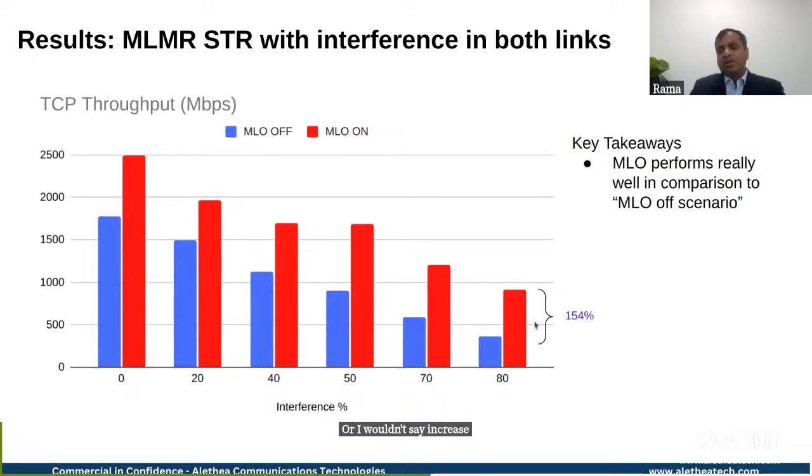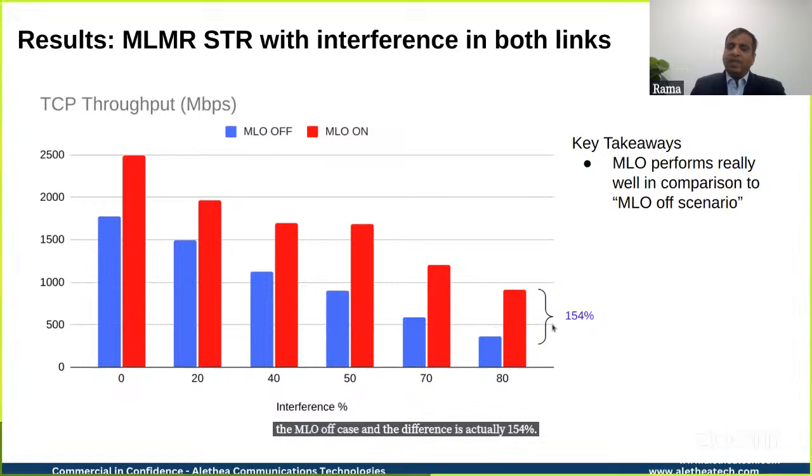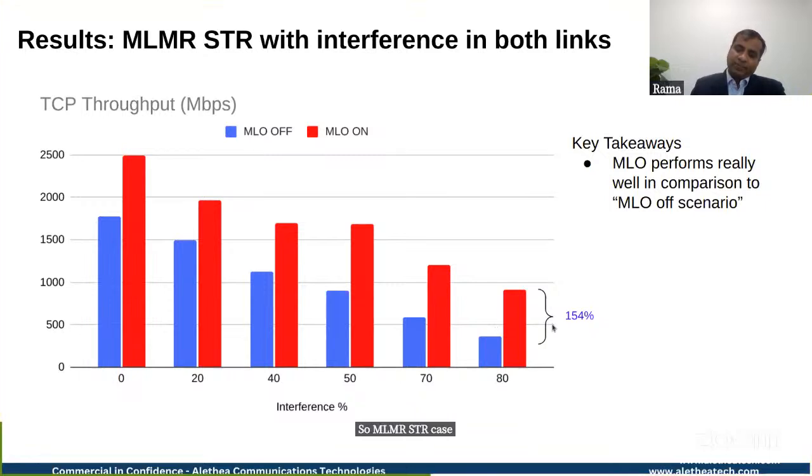The throughput did not decrease as badly as the MLO off case, and the difference is actually 154%. So MLMR STR case for an interference scenario on both the links at 80% has performed 154% better than the normal scenario. I think this is a very good result to show the benefit of MLMR STR MLDs.